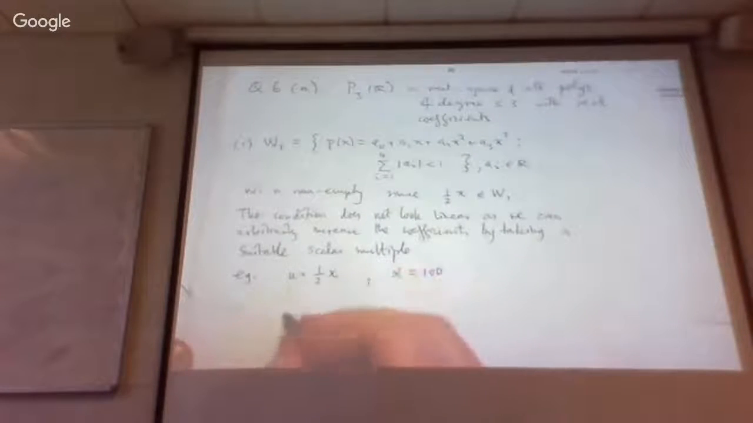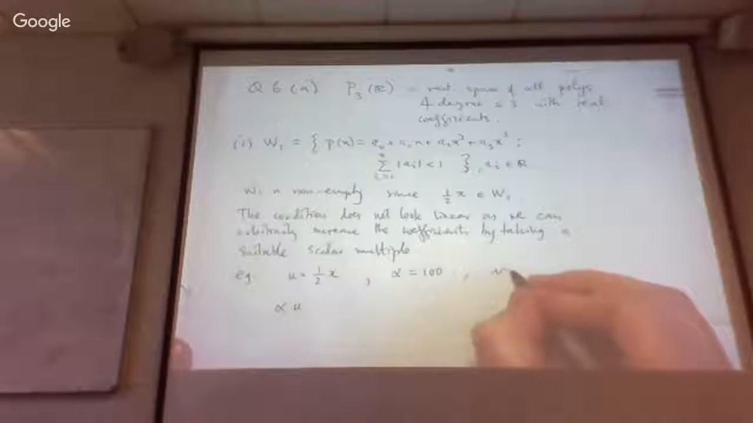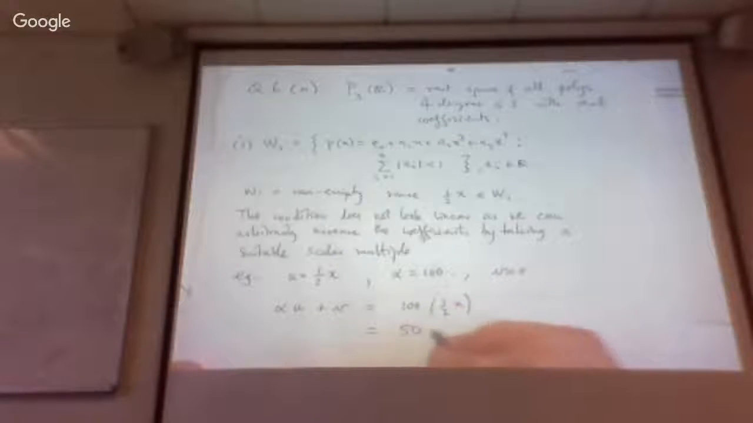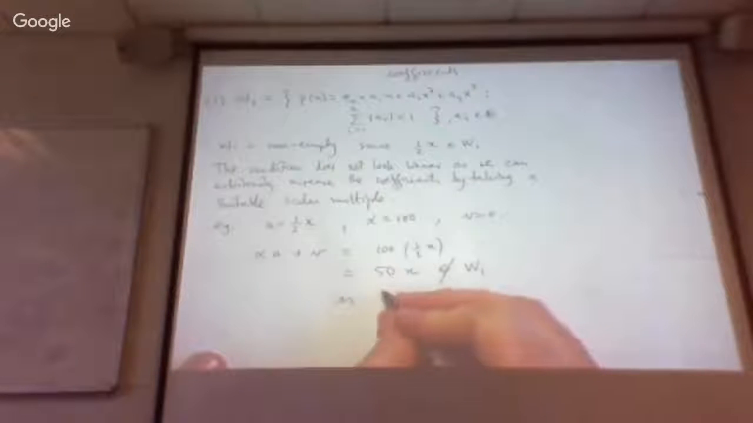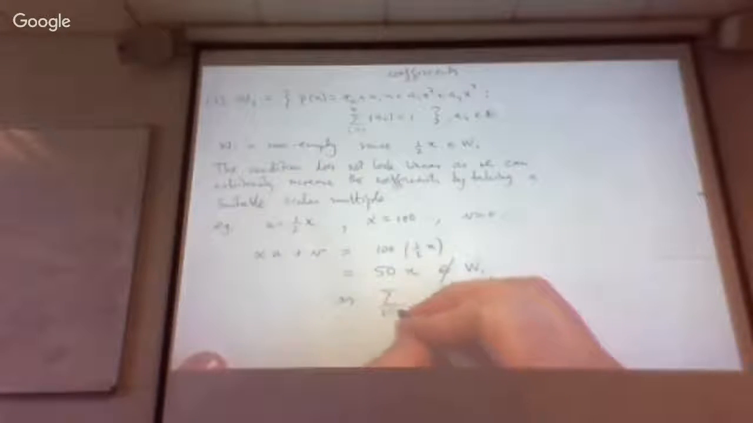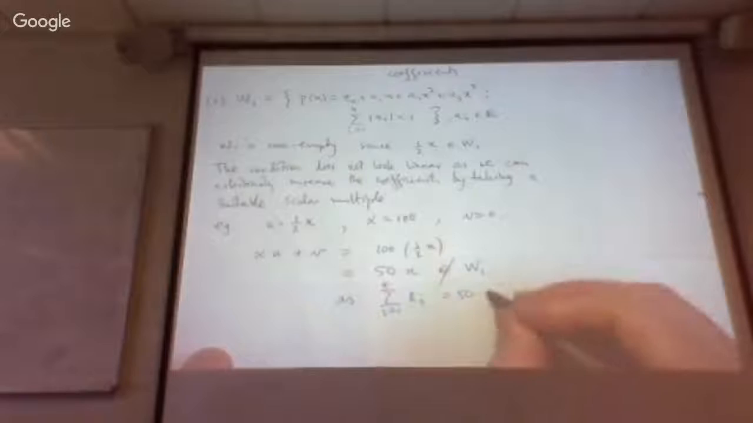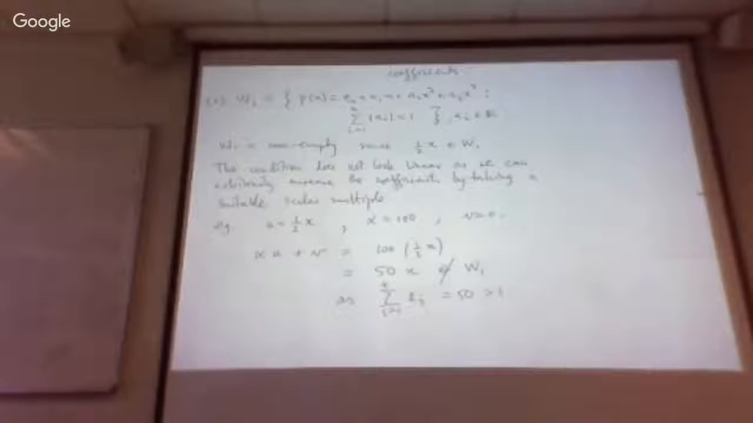Just take 100. Alpha times u, and to strictly match it to the subspace theorem, let's just ignore the second vector. So alpha u plus v is just 100 times a half x. This gives you a polynomial 50x, which is certainly not in W1, as the sum of the coefficients is equal to 50, which is not strictly less than 1. Okay. That's all you need to do to prove that that is not a subspace.